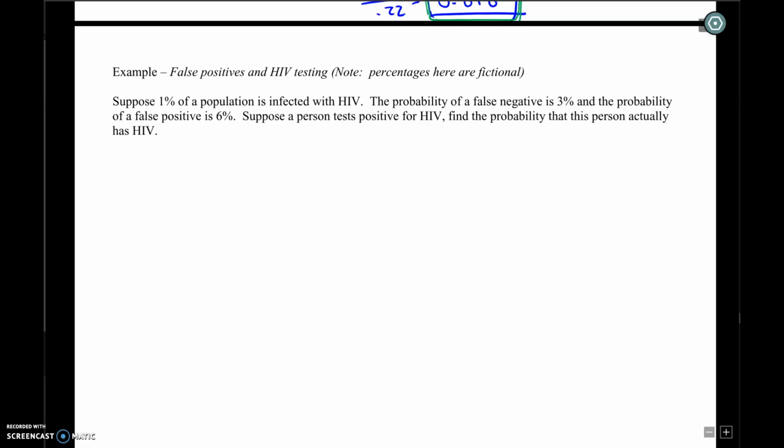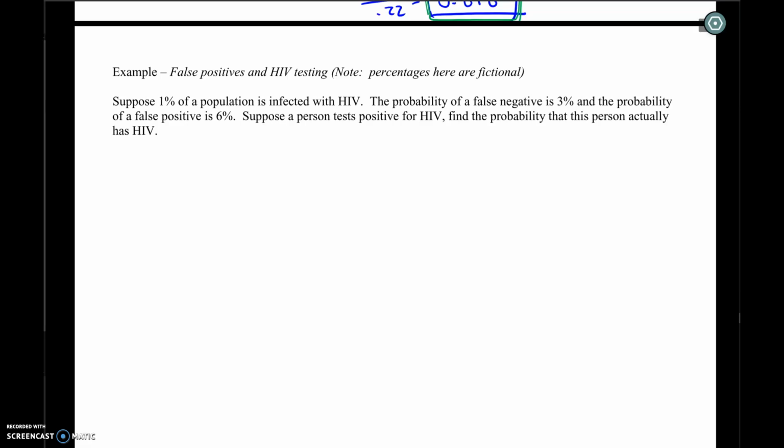So false negative. So that's whenever you test for HIV and the test comes back negative. However, it's a mistake. So it comes back negative, but you really do have HIV, unfortunately. A false positive would be a test that comes back positive, so it tells you that you have HIV, but that's a mistake. So that's not quite as bad. You're going to kind of freak out thinking you have HIV, but eventually you'll figure out and get tested again and figure out that you don't actually have it.